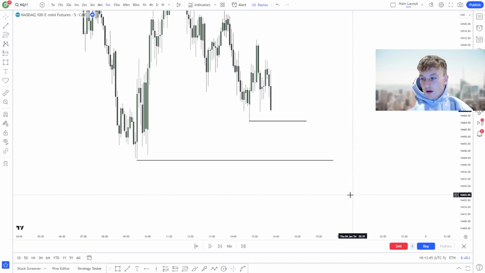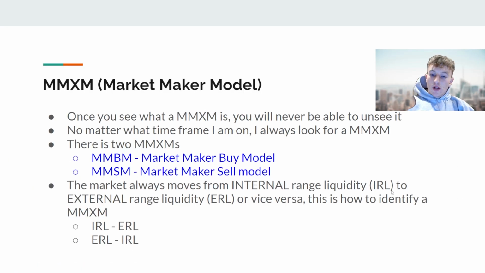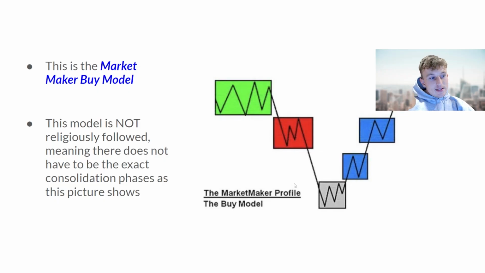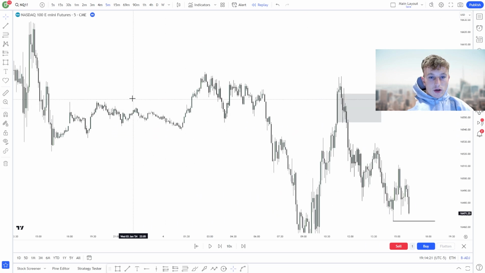If you want to understand how to trade a market maker model. Wrong tab. That was FXG play. So this is the market maker buy model right here. This model doesn't have to be word for word. It does not have to be exactly followed like this. A lot of people go to the chart and say, I don't see this, because they literally try to copy it word for word.